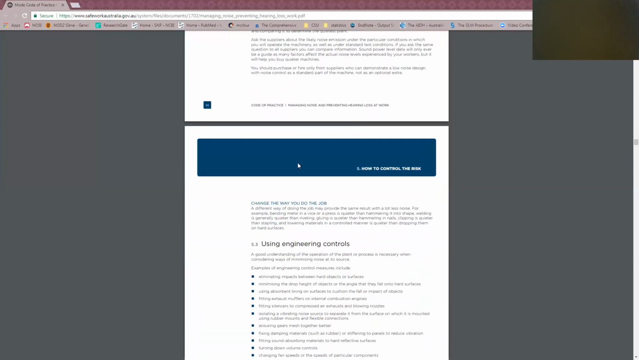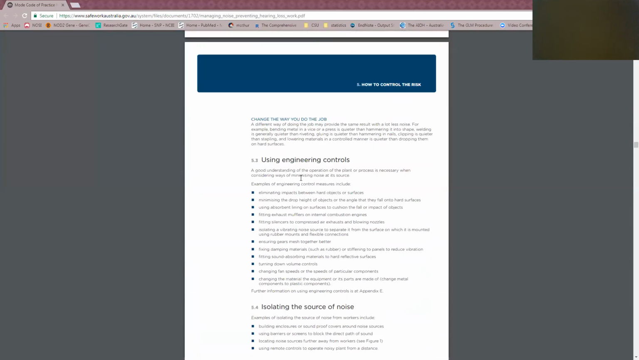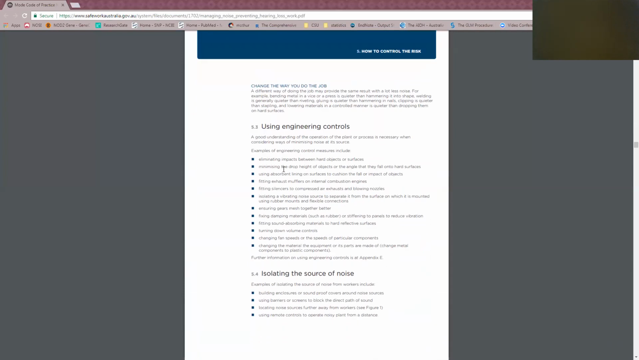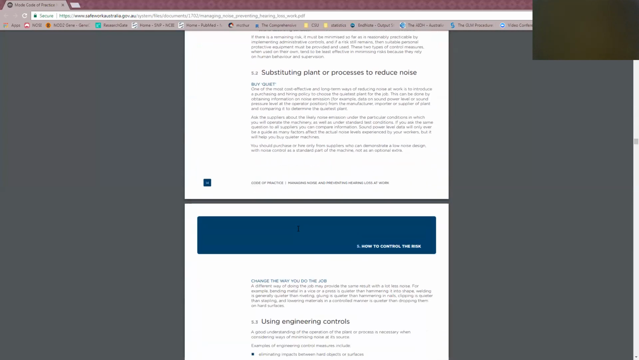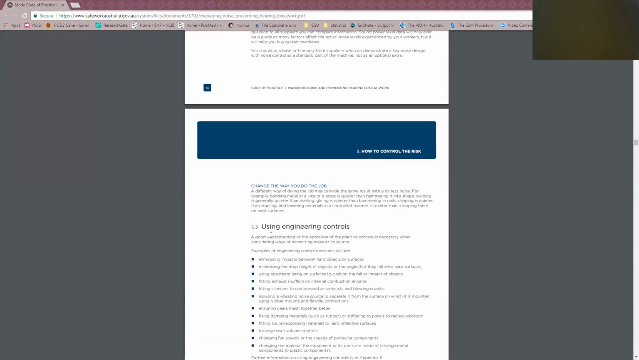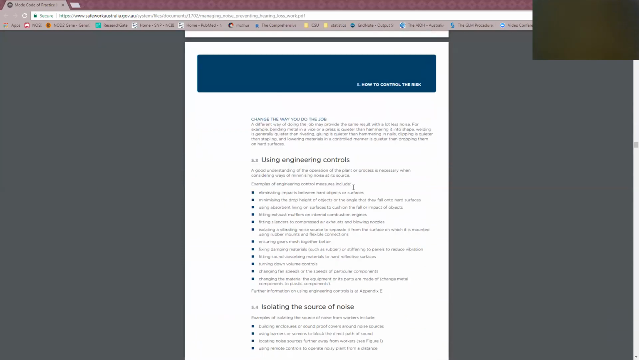You can move people around. Training is another example. Sorry, lost my train of thought there. But anyway, come back to here when you're discussing what you would suggest and have a read through the hierarchy of control. It's a great document, it sets it out. So here's how you could use engineering controls.